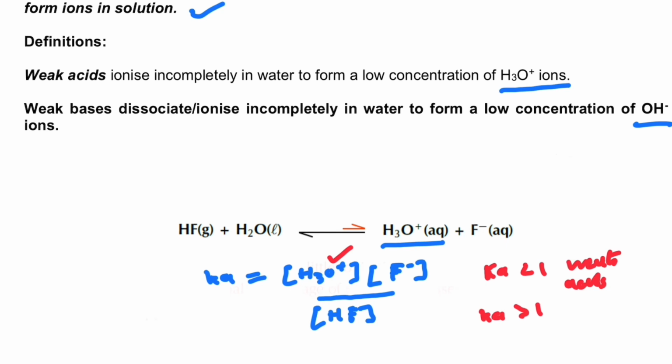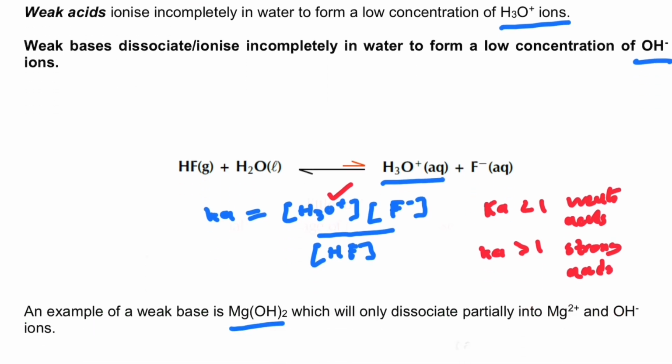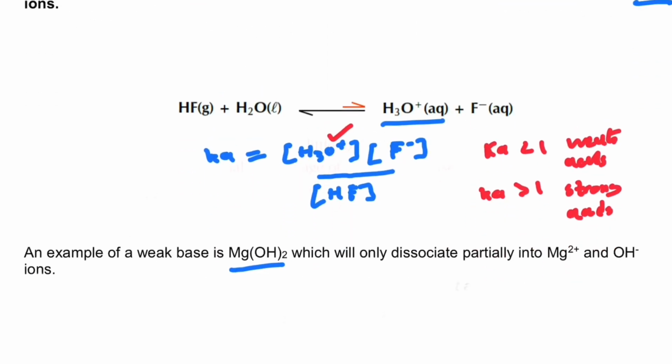But then if we have an improper fraction, then it is a strong acid. Our Ka value will be greater than 1. So this is for strong acids, right? And then we can also derive almost the same for bases.